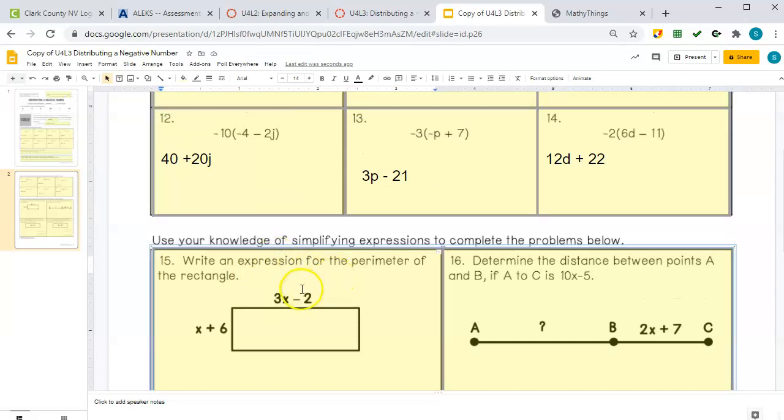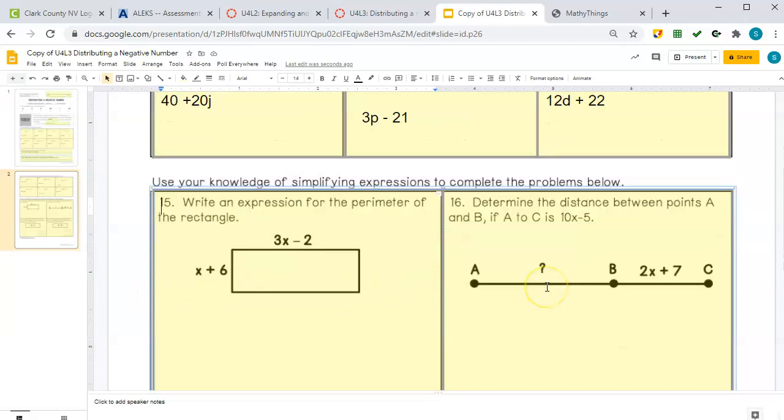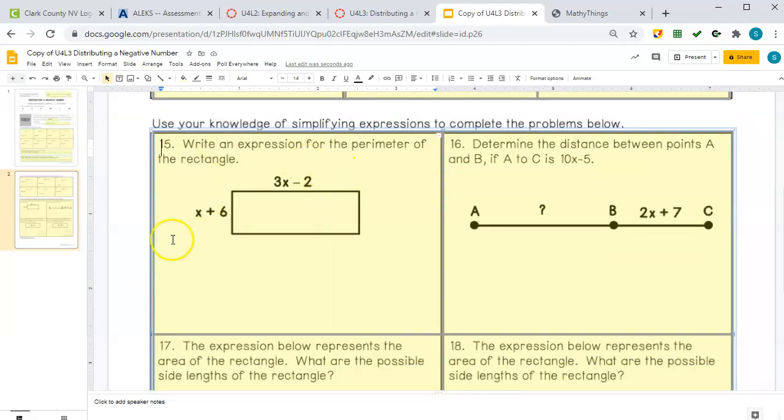So, first we want to write the expression for the perimeter, and then we do want to simplify it. So think about that one. The perimeter is adding up all the sides. So if this side is 3x minus 2, this side is 3x minus 2. If this side is x plus 6, this side is x plus 6. So we're going to start with the unsimplified version. So again, since we've got 2 of this side, we've got 2 times 3x minus 2. And then we've got 2 of this side, so plus 2 times x plus 6.